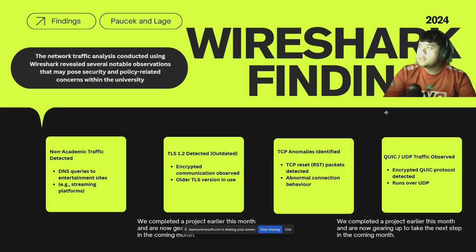As for the findings, there was non-academic traffic detected, and they are still using TLS 1.2, which is outdated. Also, TCP anomalies identified and QUIC and UDP traffic is observed.